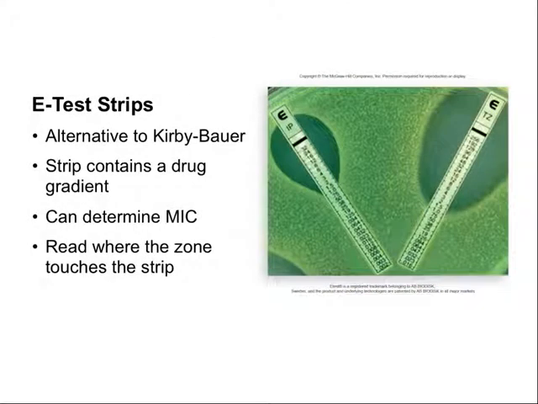Another test is using E-test strips. It's an alternative to the Kirby-Bauer test. The strips contain a gradient, and that gradient is actually marked on the strips. You'll see these sort of oblique patches where there's less growth in this region and progressively more growth as we move to a lower gradient of the drug. Here we can literally determine the minimum inhibitory concentration by reading it directly from the strip.